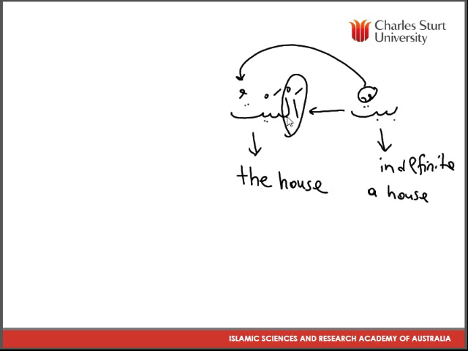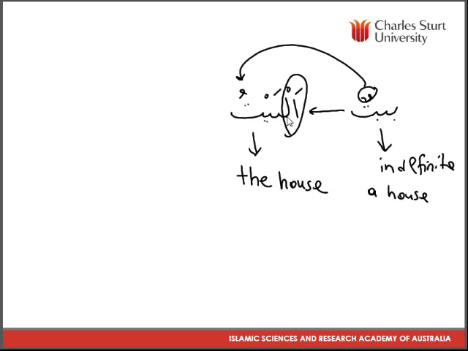Okay? Al-babu maftuhun. Al-babu means the door. Maftuhun means is open. So, al-babu is what? It is a definite noun with Al. There is Al in front. That's why we said al-babu, not babun. Maftuhun is open and it is indefinite. Why? Because it is a predicate, a khabar of a sentence.